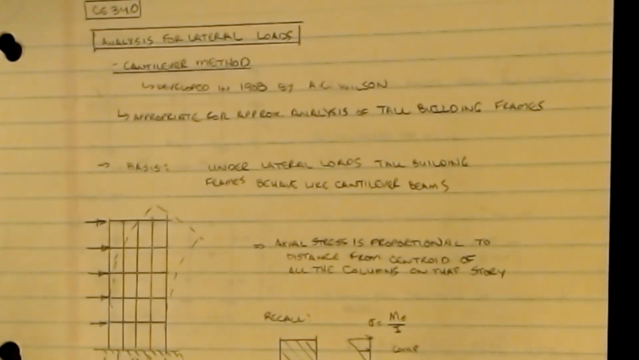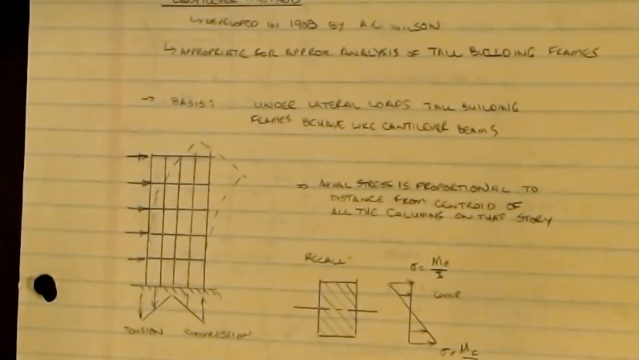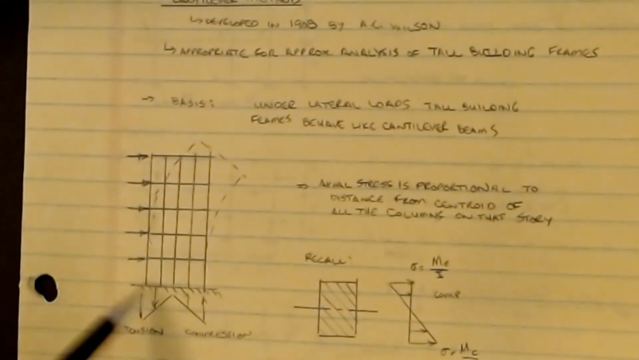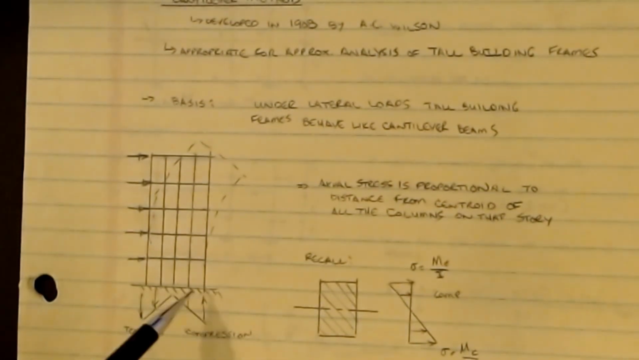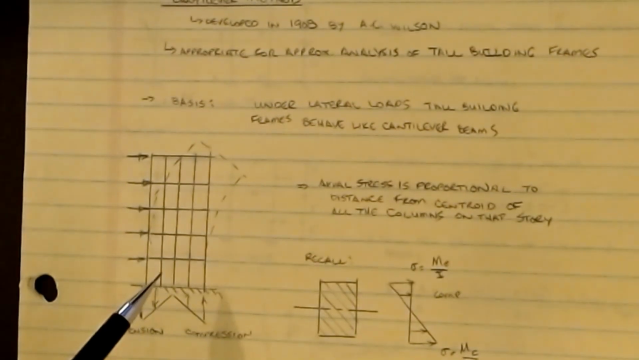You can kind of see that if you picture a building, something kind of like this, where this is the foundation, every building on the planet is a cantilever structure of some sort. All I have to do is turn it this way, and it looks exactly like a cantilever beam subjected to some sort of load.